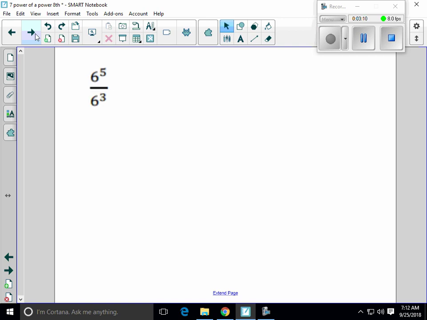Let's look at 3 division problems. So 6 to the fifth divided by 6 to the third. They have like bases. I'm going to subtract my exponents. 5 minus 3 is 2, so I have 6 squared, and I'm going to leave it in the numerator because there are more 6's in the numerator. Now I can put a 1 down here, but dividing by 1 does not change the problem, so I do not need the 1 in the denominator.